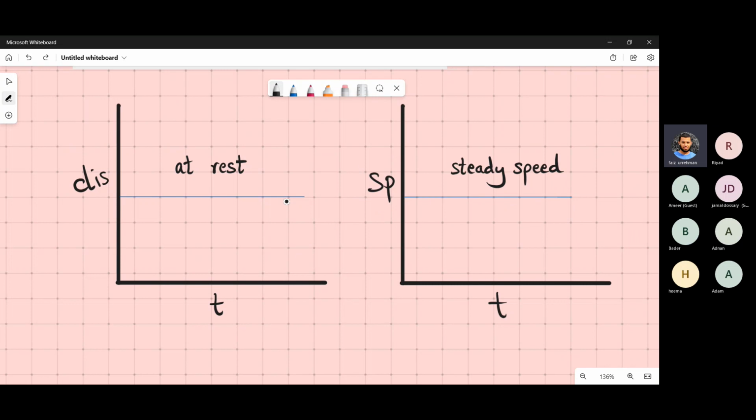Okay, Amir? Amir said in the starting both are at rest. No, only the first graph is at rest. Okay, is it clear? I'm confused. What is the difference between steady speed, constant speed, and increasing speed?